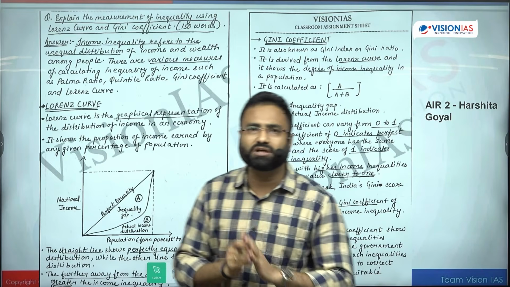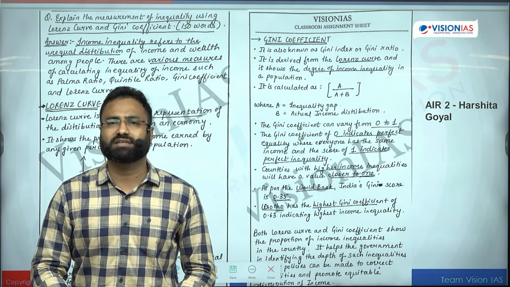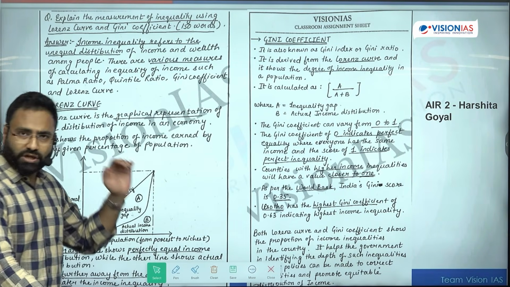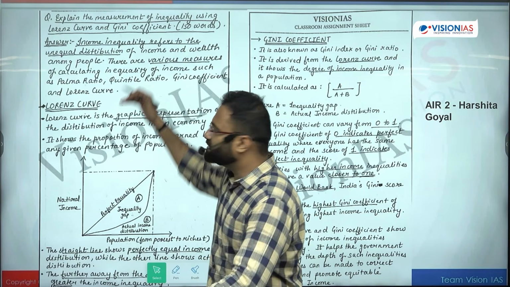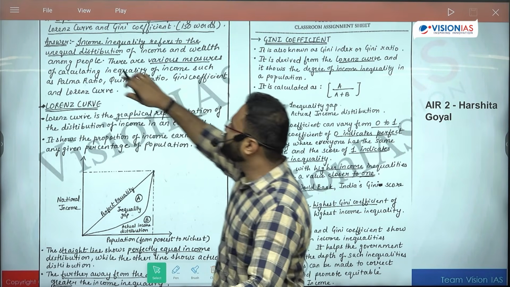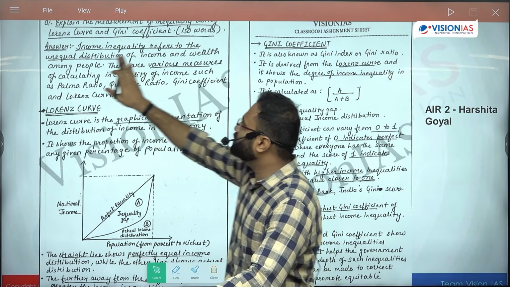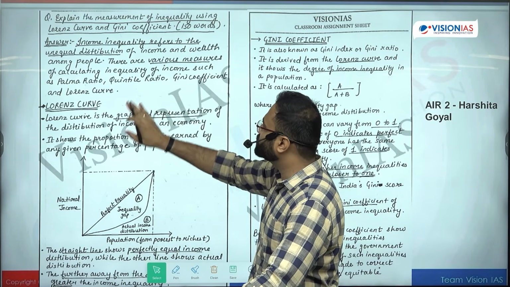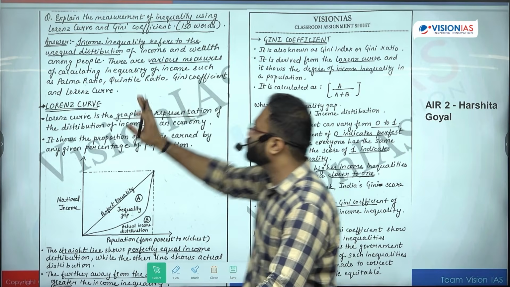So now coming to the data, facts and substantiation related aspects from the answer writing perspective, because that is also a very, very important thing. If we talk about the data and fact structuring, first let's take the introduction. In the introduction, Harshita explained income inequality: that it refers to the unequal distribution of income and wealth among the people. There are various measures of calculating income inequalities such as the Palma ratio, quintile ratio, Gini coefficient, and Lorenz curve.